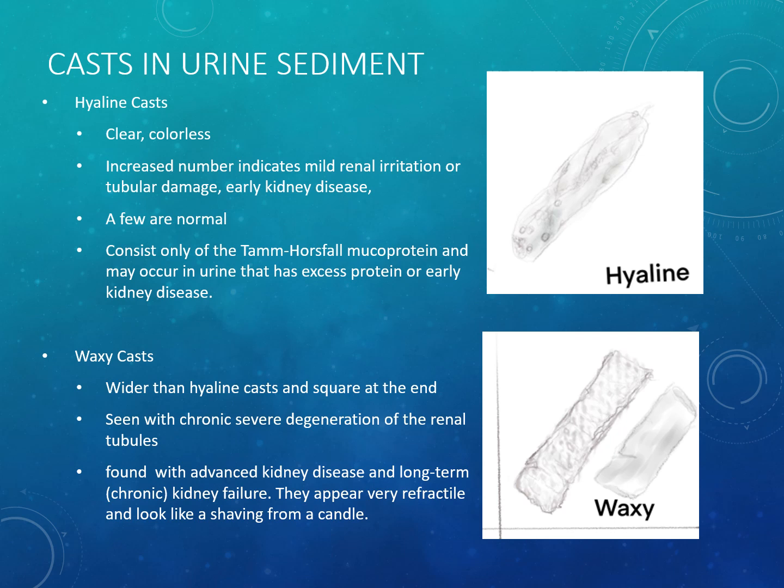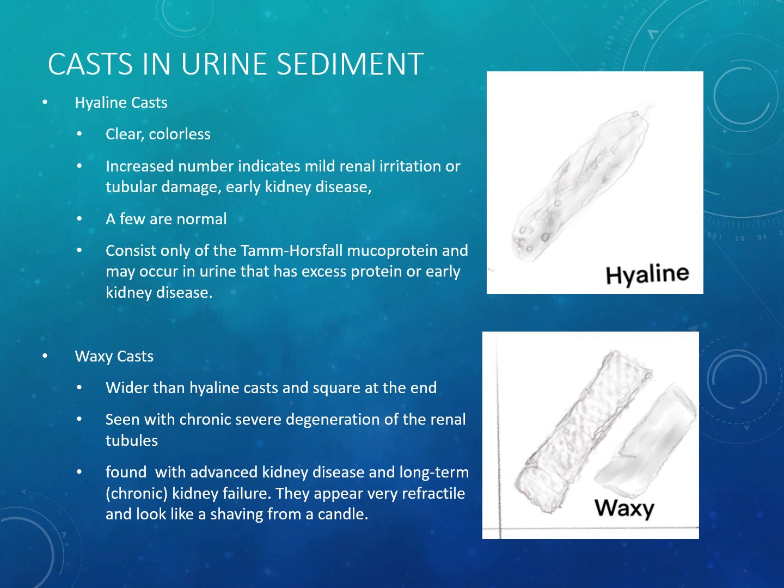So hyaline casts are clear and colorless, and they consist only of the Tamm-Horsfall protein. So there's no other elements inside of them unless it's a combination cast. A hyaline cast alone is empty. A few of these are normal. They are hard to see because they're clear, so you do want to keep the light very low. Increased numbers indicate mild renal irritation or tubular damage and can also indicate early kidney disease.